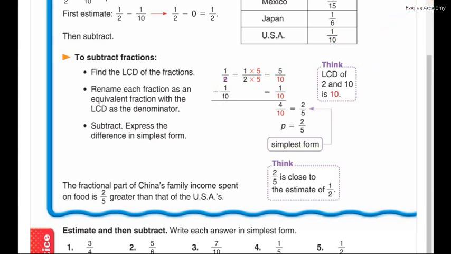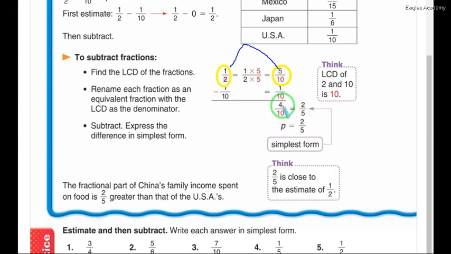Focus on 5 out of 10, which is the equivalent fraction for 1 out of 2. They are the same fraction. 1 out of 2 is equal to 5 out of 10. Now we have 1 out of 10, no need to make anything here, we just subtract. 5 out of 10 minus 1 out of 10, the answer is 4 out of 10.